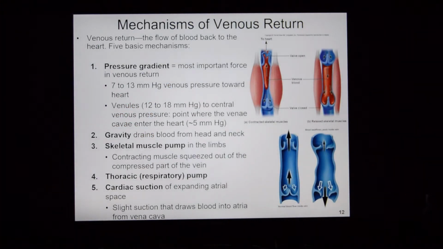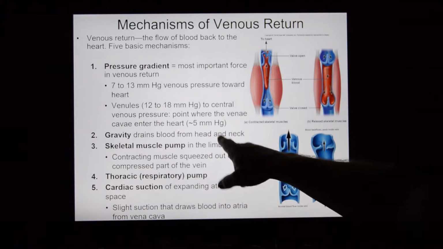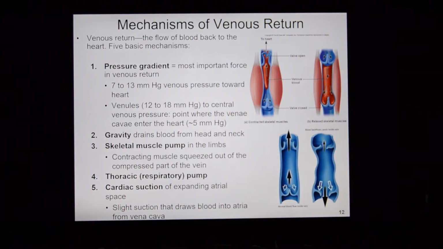All right, mechanisms of venous return. So once blood is pumped all around the body, how does it get back to the heart? Well, this happens through five mechanisms. One's a pressure gradient. So the blood pumping out of the heart pushes blood back to the heart. That's factual, but it's actually not enough. To get blood back up from the legs, you can't just pump blood into the legs. That's not enough pressure to push all that blood back to the heart. So there are other ways. Gravity. Gravity is a good way to get blood back to the heart.